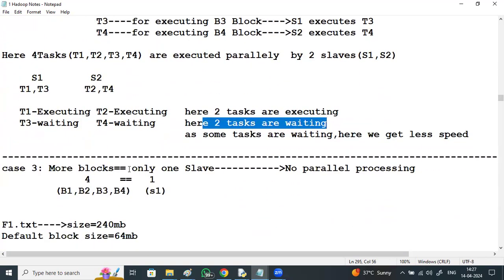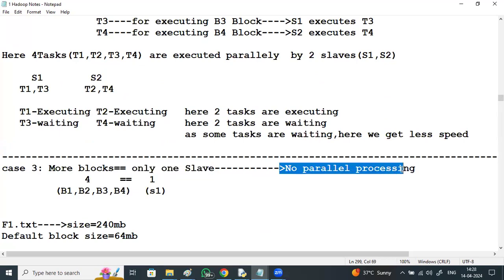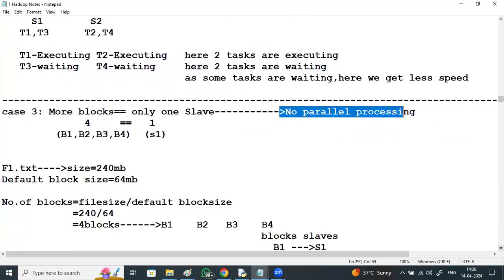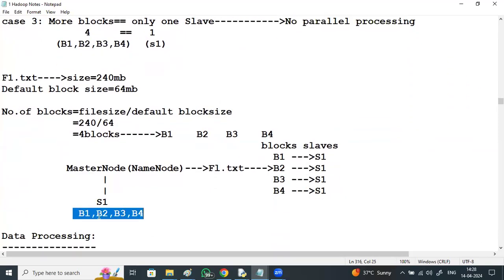More blocks and only one slave. If you have more blocks but only one slave, then there is no parallelism at all. Four blocks are there, only one slave. In this case, B1, B2, B3, B4 are all stored in a single system, S1. B1 is stored by S1, B2 also by S1, B3 also by S1, B4 also by S1. All four blocks are stored by S1 only.